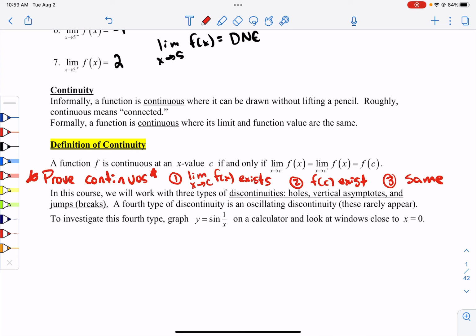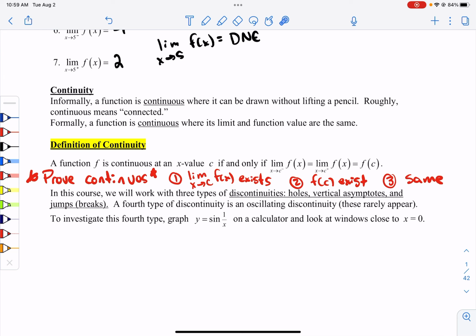Okay? So in this class, there's another little note right here that we work on 3 different types of discontinuities: holes, vertical asymptotes, and jumps. A hole is what it sounds like. A vertical asymptote is what it sounds like. And a jump is where the graph jumps from one position to another position. Those are all different places, different types of discontinuities, all right?